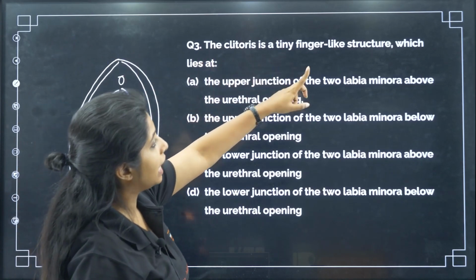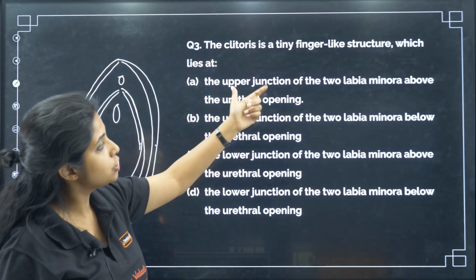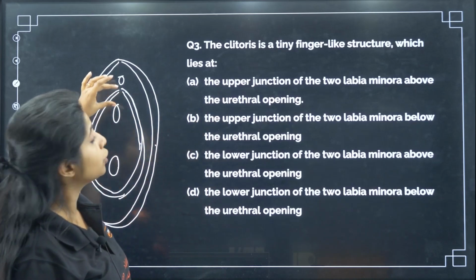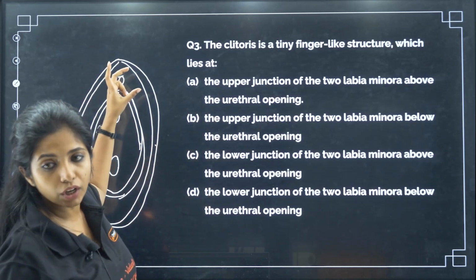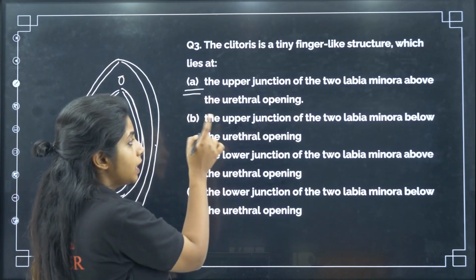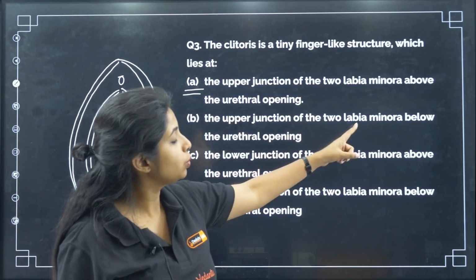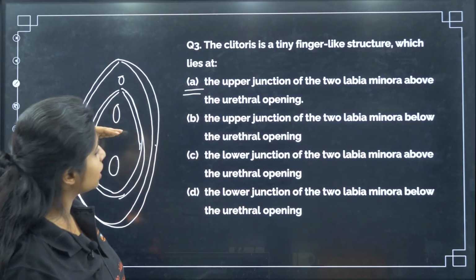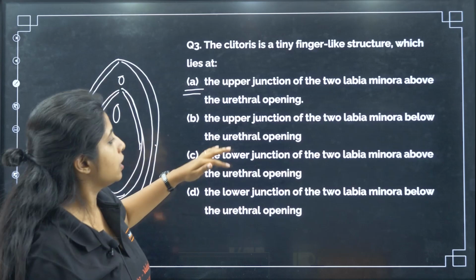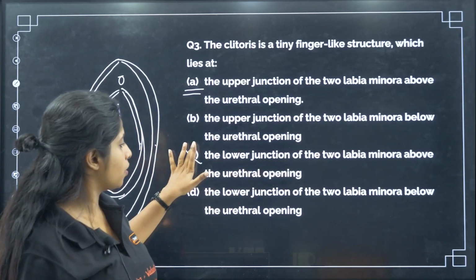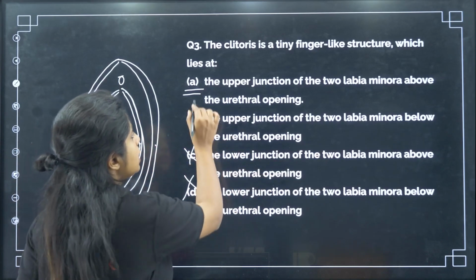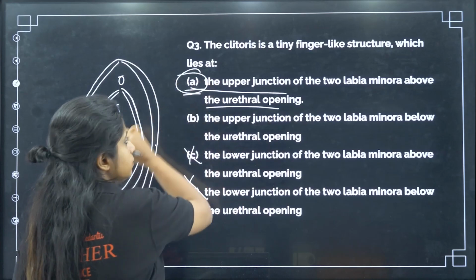So clitoris is a tiny finger-like structure that is found at the upper junction of two labia minora above the urethral opening. Yes, it is above the urethral opening. So this itself is correct, but let's see the other option. The upper junction of two labia minora below the urethral opening, do you see it below? No, it's at the upper junction, right? Now the lower junction of the two labia minora, wrong. The lower junction is wrong. So your only answer is this one.